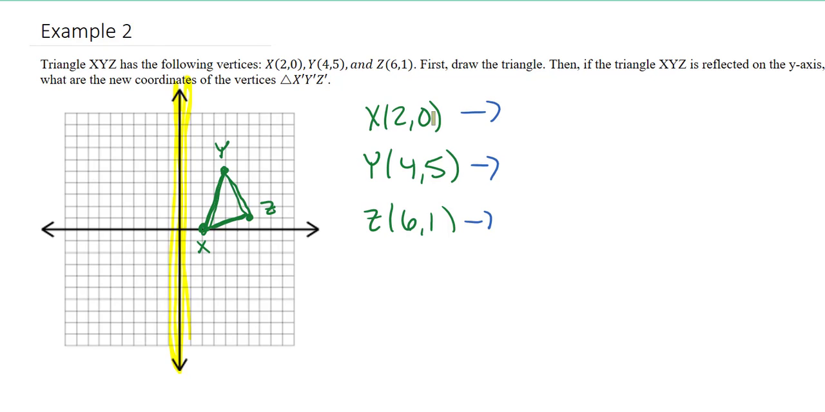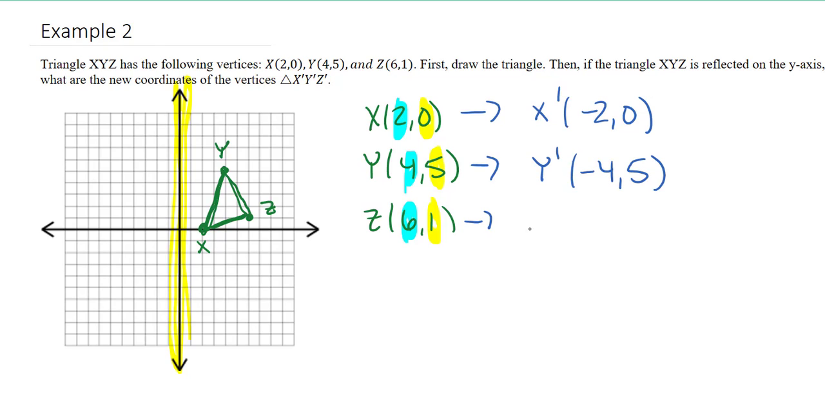Now for this, our y values are going to stay the same when we reflect across the y-axis, and then our x values will become opposite. So what does that look like? X prime is negative 2, 0, because our y values stay the same. Y prime is negative 4, 5. Z prime is negative 6 and 1.